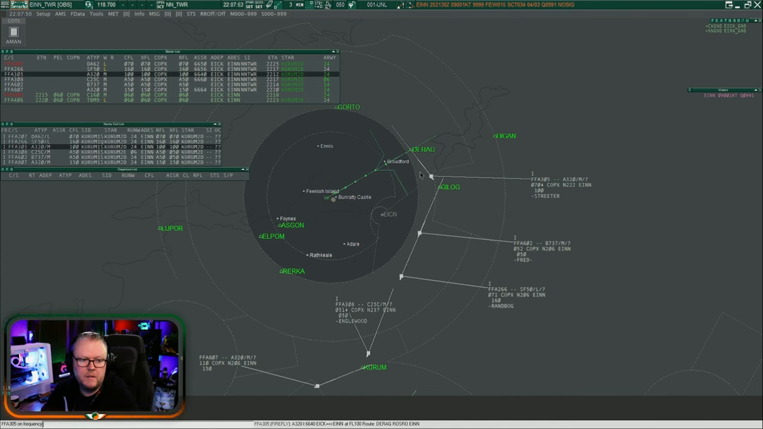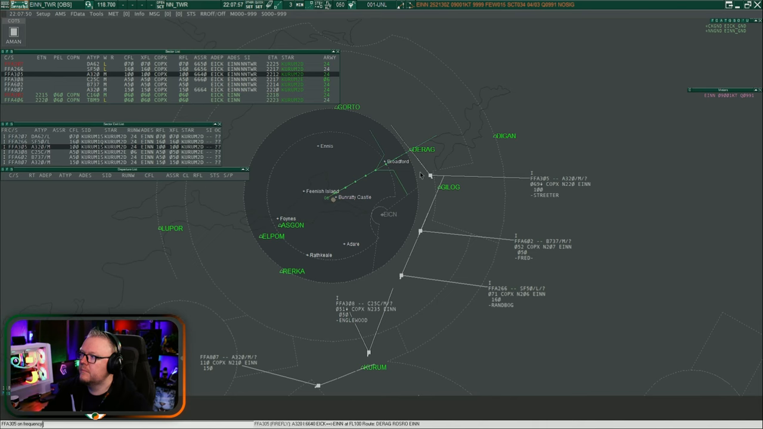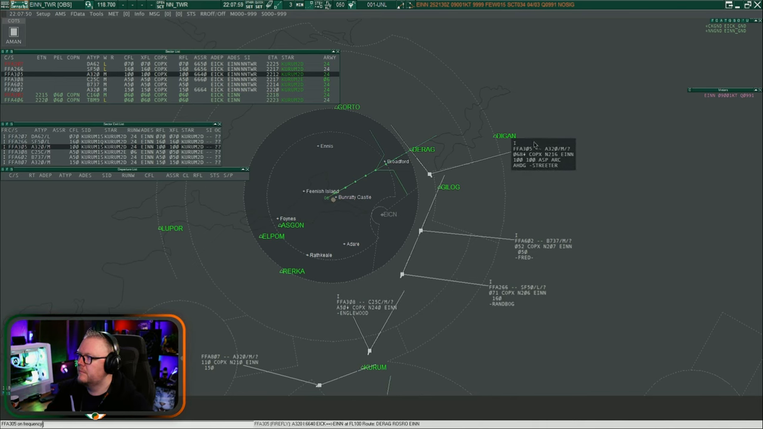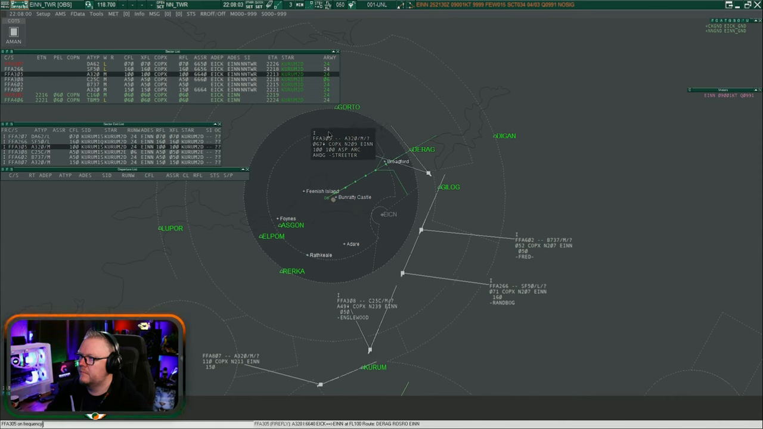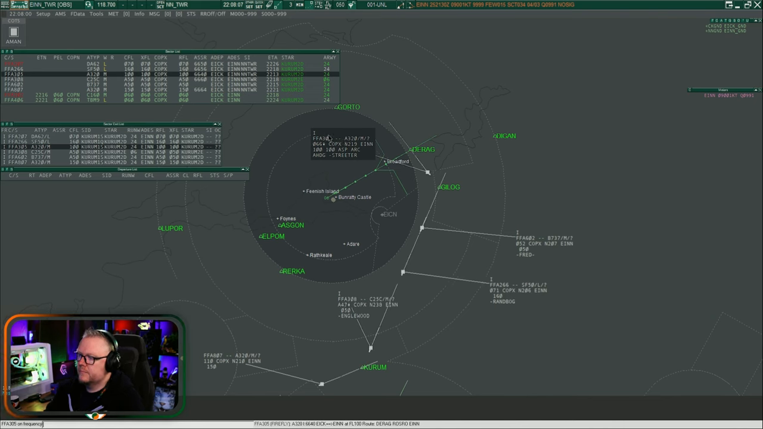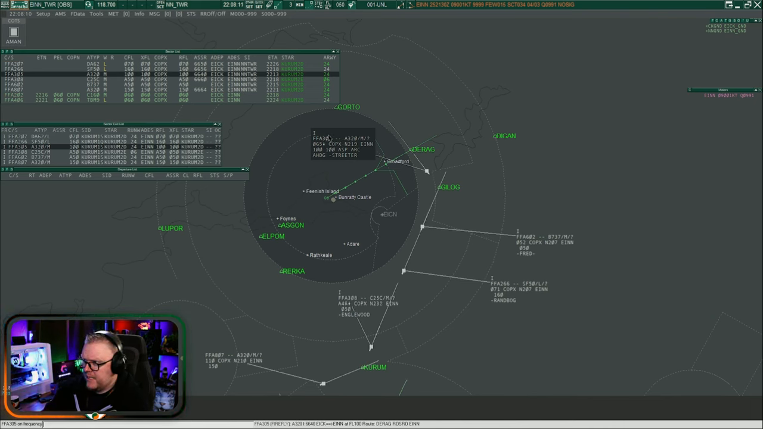Shannon Tower, Firefly 305, established inbound to DRAC, descending to 3,000 feet. Firefly 305, Shannon Tower, good evening. Continue and call me back when established for runway 24.